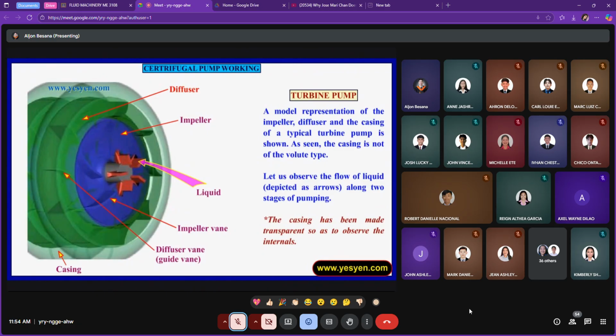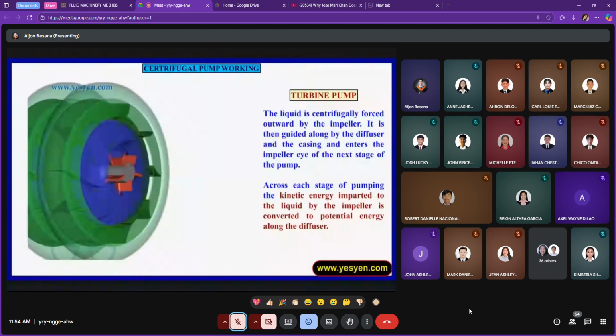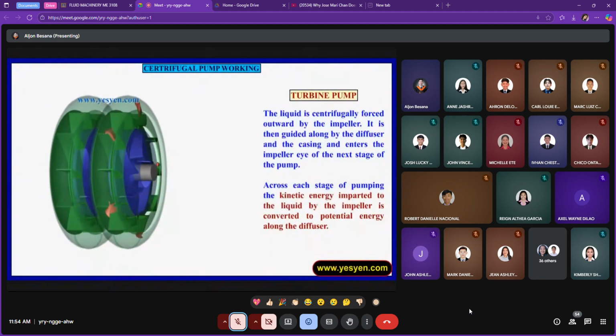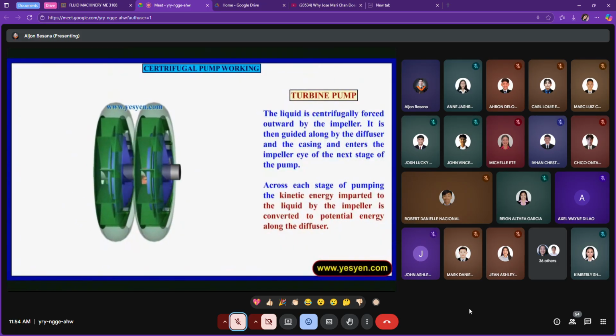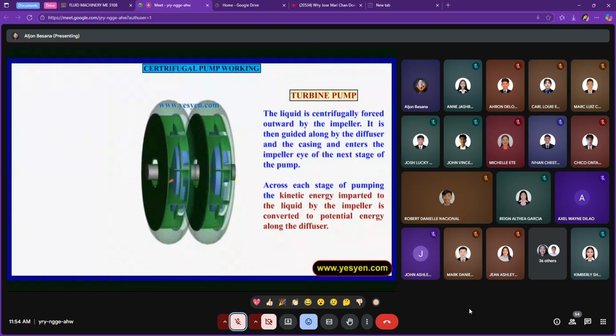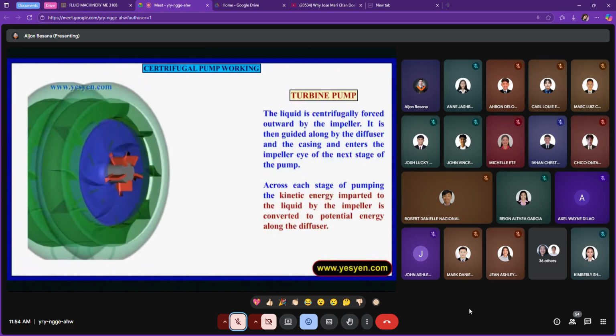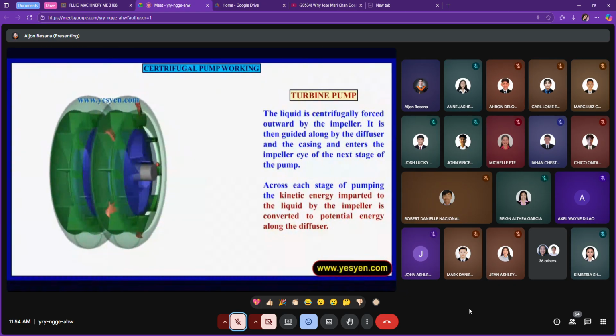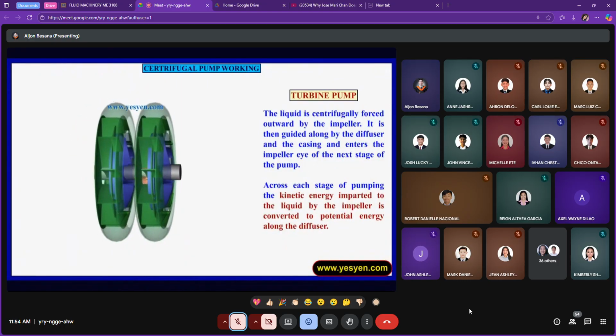Turbine pump. A model representation of the impeller, diffuser and the casing of a typical turbine pump is shown. As seen, the casing is not of the volute type. Let us observe the flow of liquid along 2 stages of pumping. The liquid is centrifugally forced outward by the impeller. It is then guided along by the diffuser and the casing and enters the impeller eye of the next stage of the pump. Across each stage of pumping, the kinetic energy imparted to the liquid by the impeller is converted to potential energy along the diffuser.